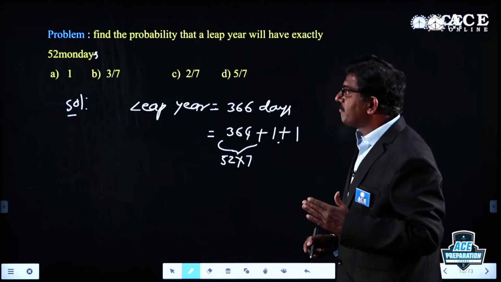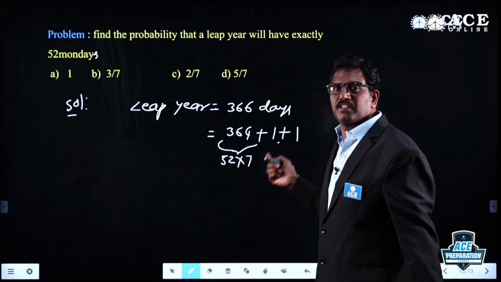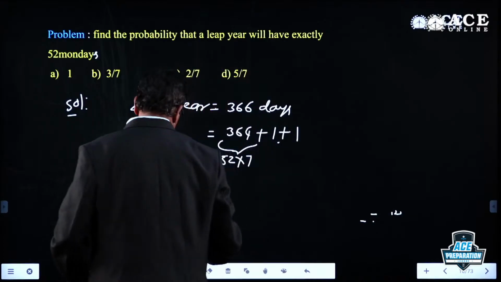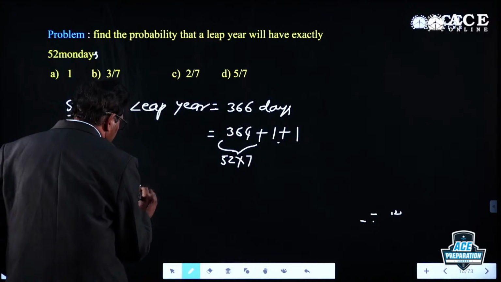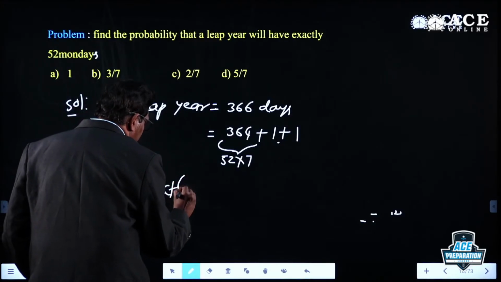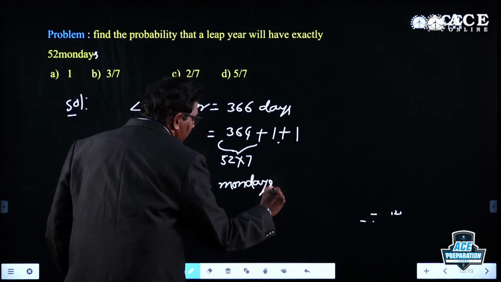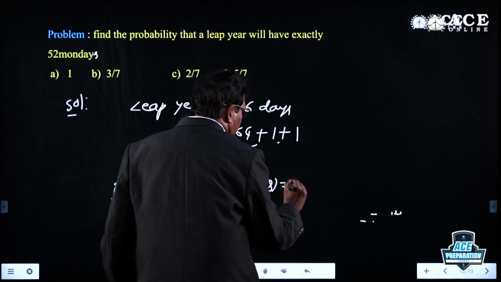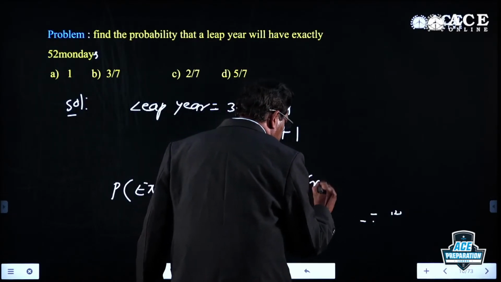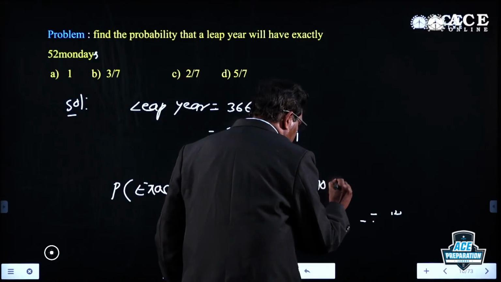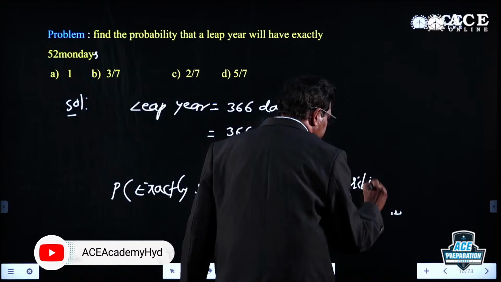So exactly 52 Mondays means how to understand? There is no chance for a 53rd Monday. First you should be clear on that. The probability of exactly 52 Mondays is equal to the probability of no possibility for a 53rd Monday.